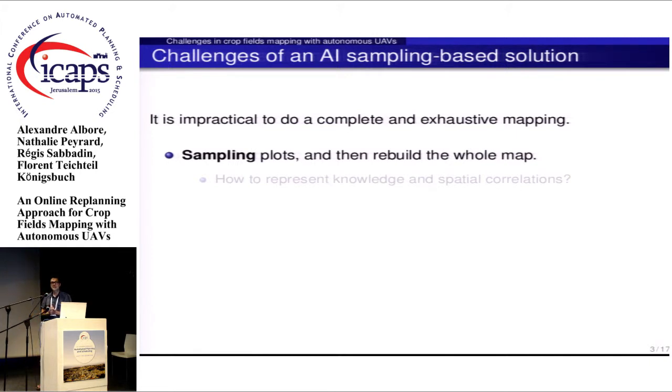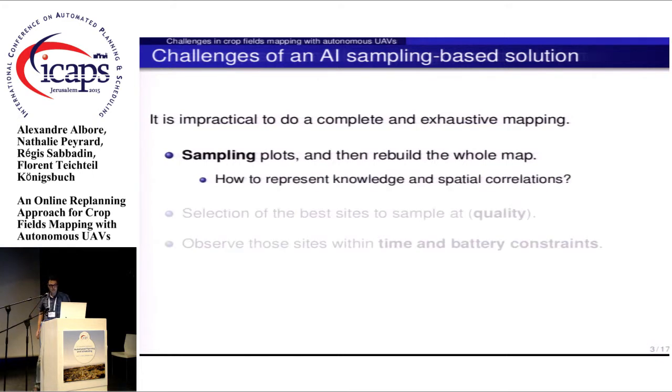The first problem we encounter is that we cannot generally do an exhaustive mapping. Why? Because it's expensive, first of all, and second, the field can be very large or can be in terraces. So we're oriented toward a sampling approach, meaning observing here and there some data, and then from this data, rebuilding the whole map of the phenomena we are observing.